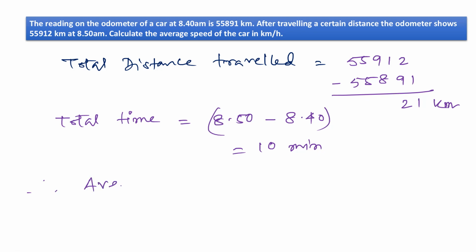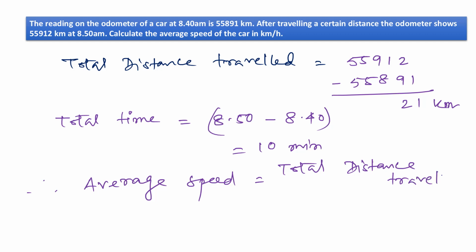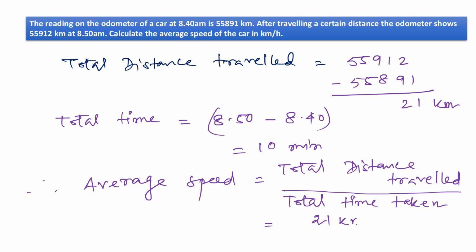The average speed has a formula, that is equal to total distance traveled divided by the total time taken. You can write down the formula: total distance traveled divided by the total time taken. So what is the total distance traveled? That is 21 kilometer, and the time taken, that is 10 minutes, right? But in this case there is a problem. The time is in minutes, but you have to calculate the speed in kilometer per hour.